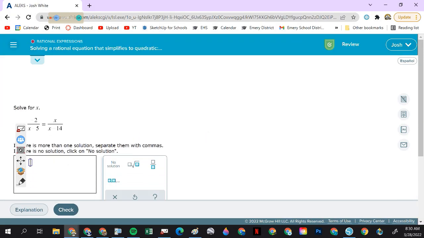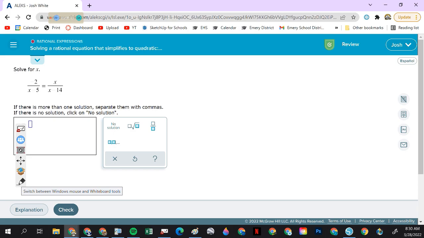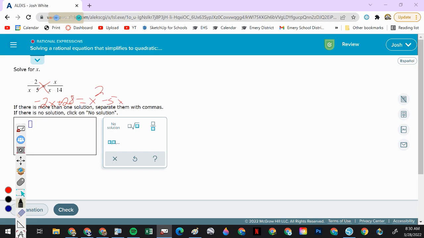Last one. All right. Cross multiply. Why can I cross multiply on this one but not the last one? If you have one fraction equals one fraction, then you can cross multiply. If you have one fraction equals two fractions, then you need to find a common denominator. So, negative 2x plus 28 equals x squared minus 5x.